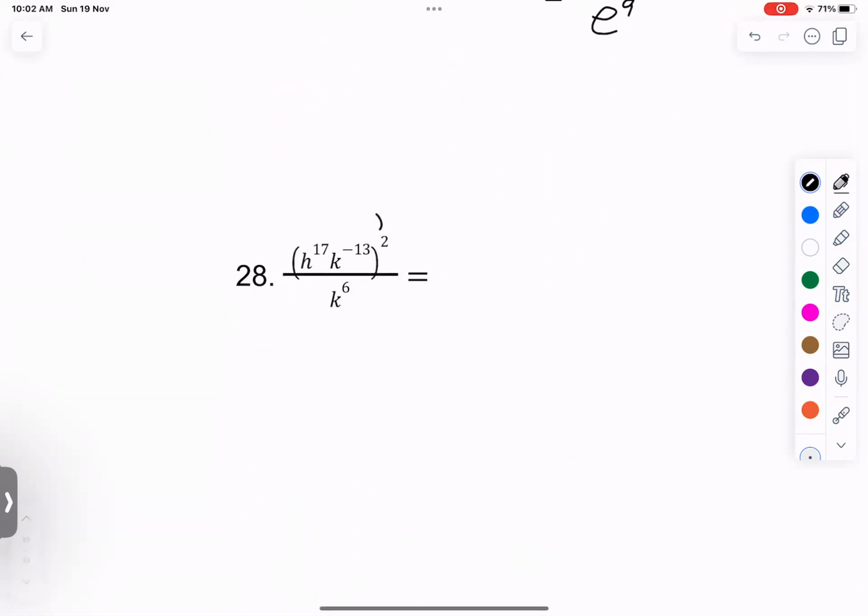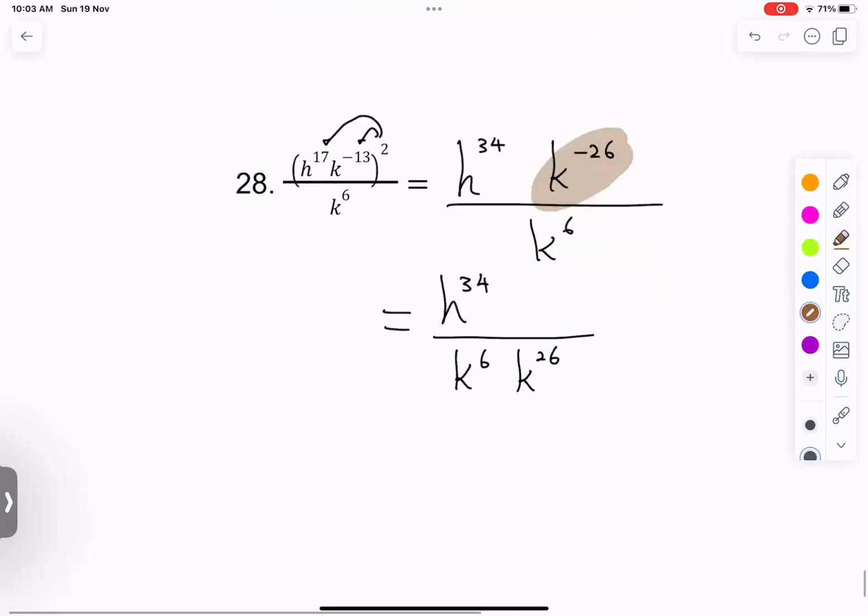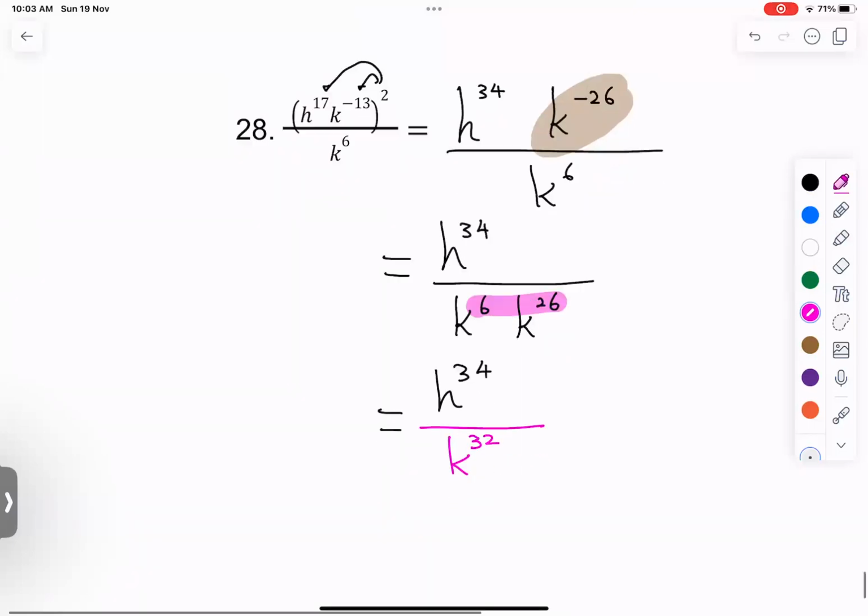Okay, finally. Just a little bit, just added 1. So 17 times 2, 34. Negative 13 times 6, times 2, negative 26. Okay, 6. Any negative powers? Yeah, so move that first. Don't be scared of the big numbers. And then the bottom side, the bases are same, so the powers can add up. 6 plus 26, you get 32. Okay, easy, very easy, or a little bit easy.